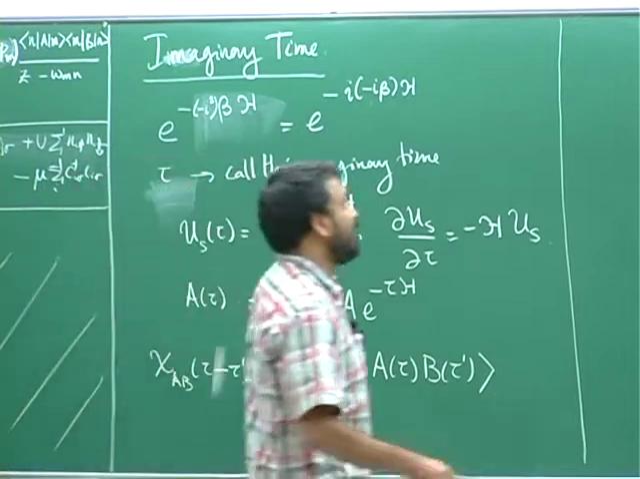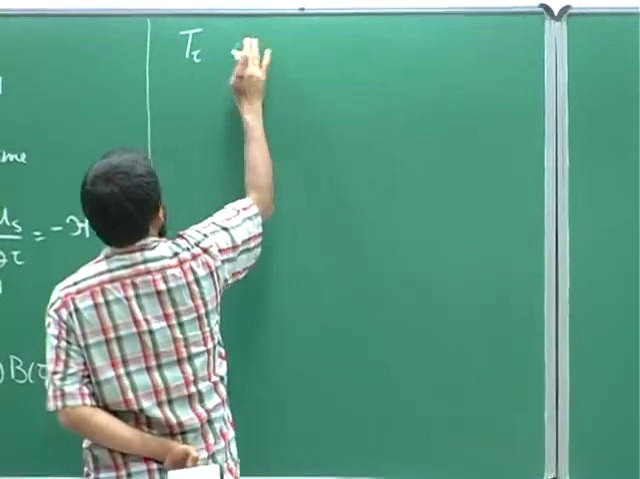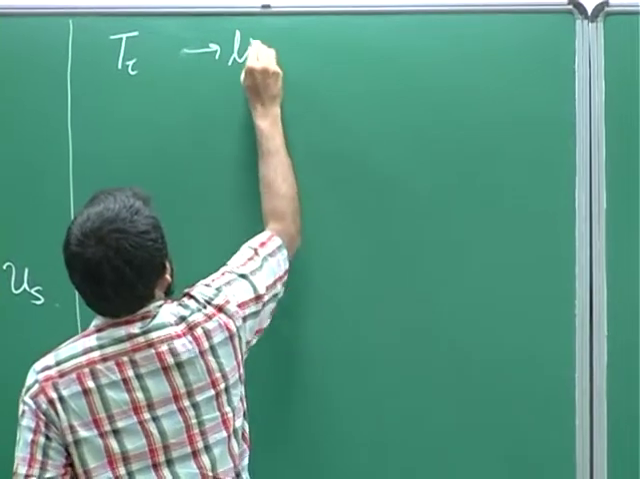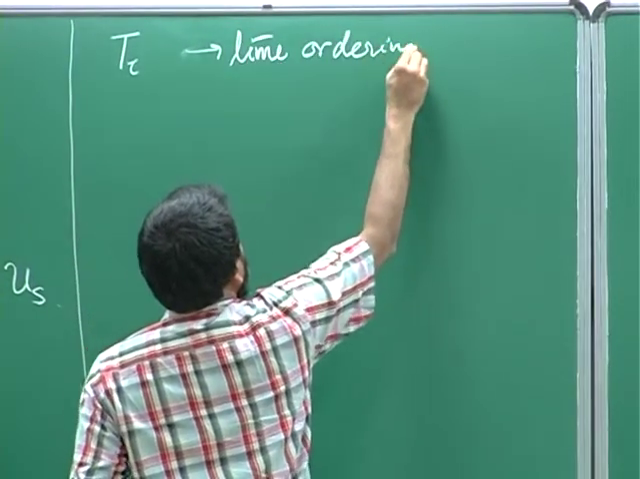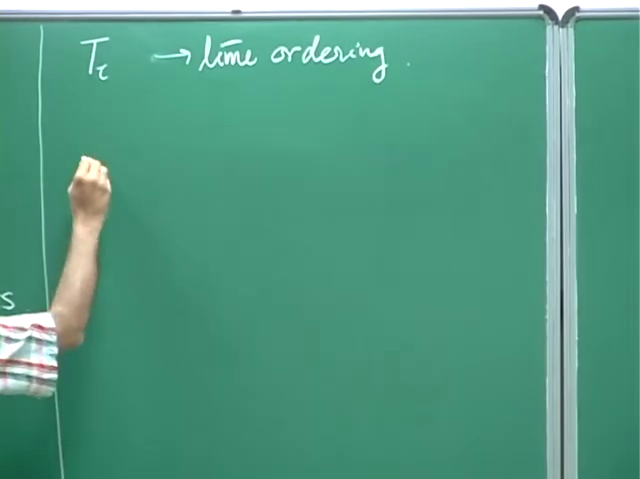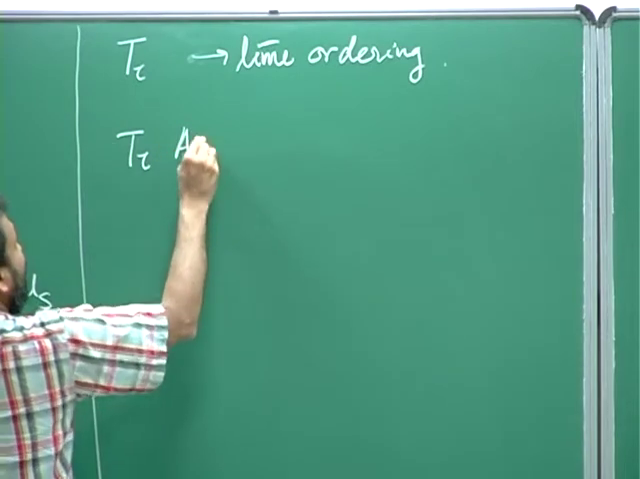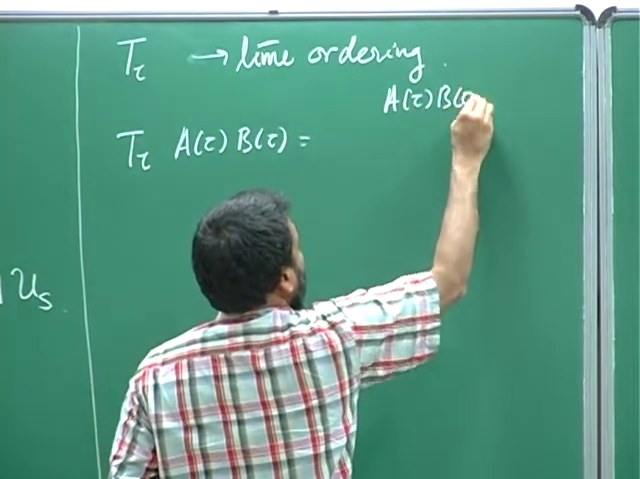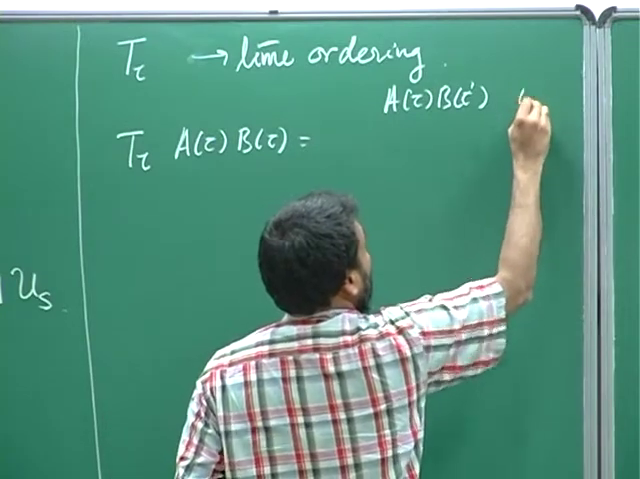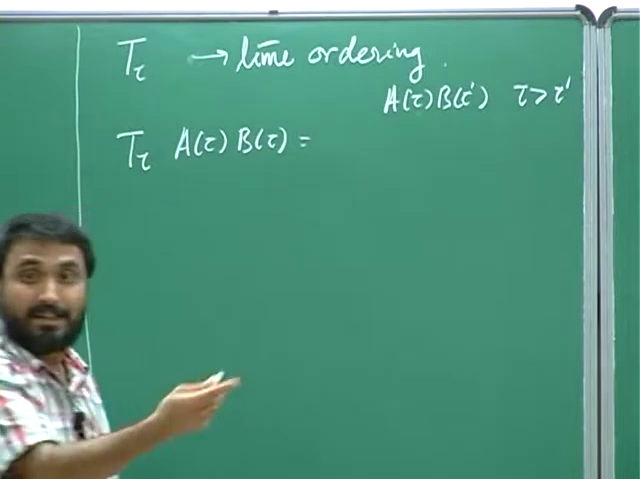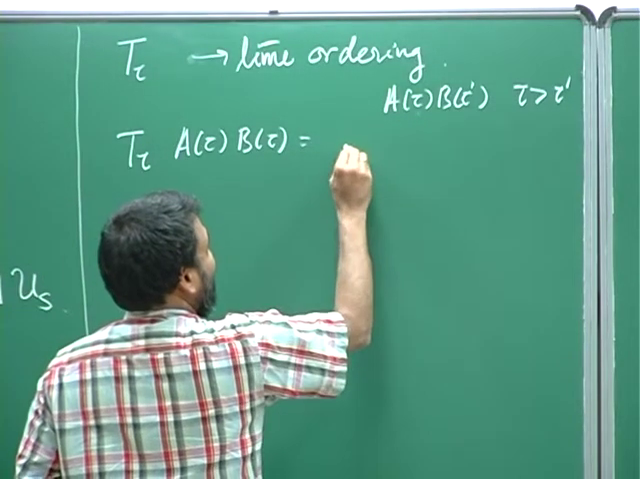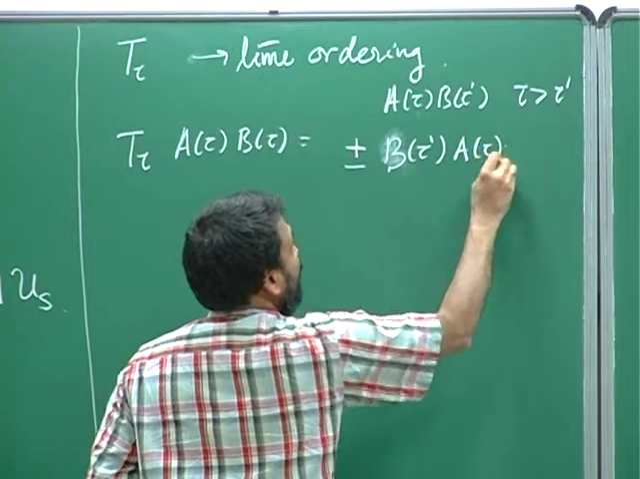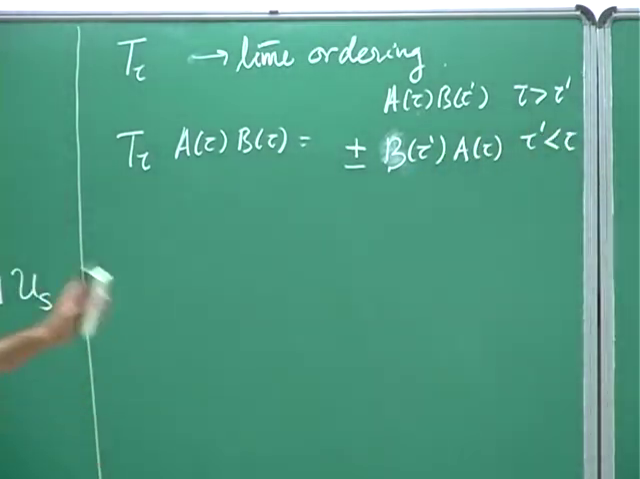I have not told you what this T_tau is. So now let me define T_tau. T_tau is called the imaginary time ordering operator. It's not an operator in Hilbert space. It's the time ordering rule, if you like. And what is the rule? The rule is the following. T_tau of A(tau) B(tau prime) is equal to A(tau) B(tau prime) if tau is greater than tau prime. So if this is a later time than tau prime, then this is what it is, and plus or minus B(tau prime) A(tau) if tau prime is less than tau. This is the definition of this object.